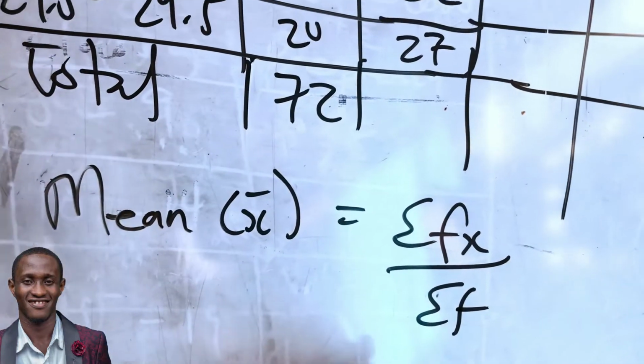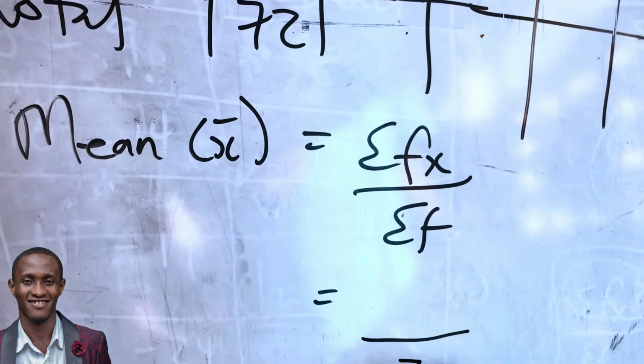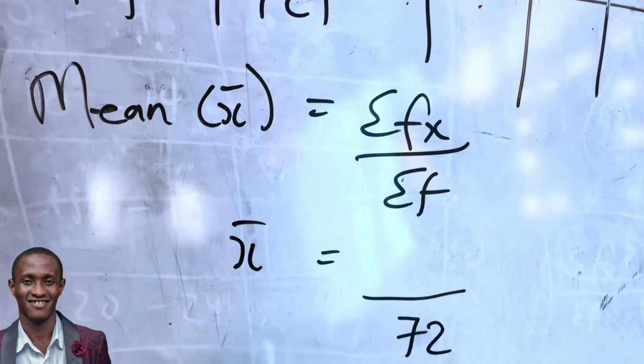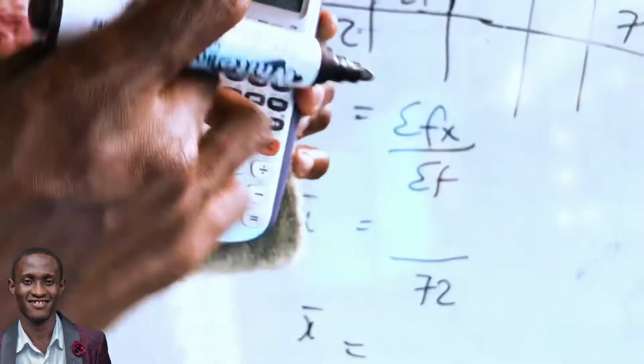Then you leave a space and can write something like this. You know this is 72 from the calculator. Then leave a space. So let's say x bar is something. X bar is equal to what? The calculator can help you. Now I want to get a mean.